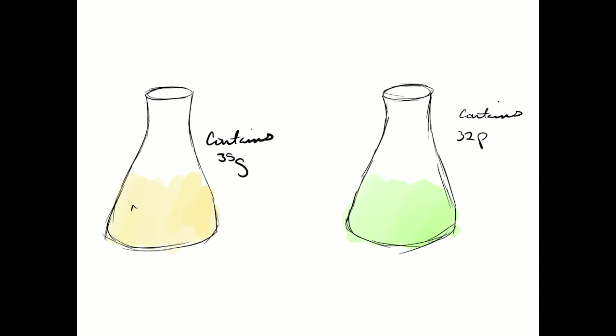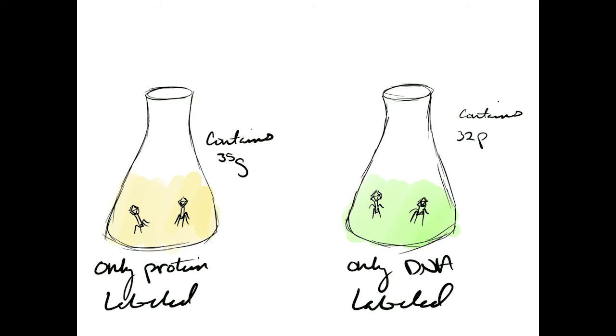To conduct the experiment, Hershey and Chase prepared 2 different batches of bacteriophage. One batch was produced in the presence of 35S, a radioactive isotope of sulfur, and the other was produced in the presence of 32P, a radioactive isotope of phosphorus. Sulfur is found in many proteins but is absent in DNA, so only bacteriophage proteins were radioactively labeled by 35S. Phosphorus is found in DNA but not in proteins, so only bacteriophage DNA was radioactively labeled by 32P.